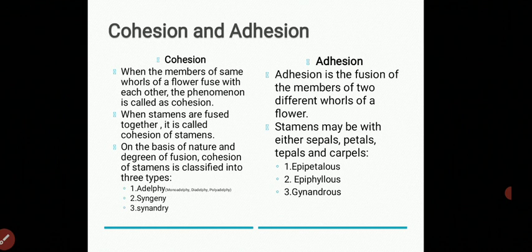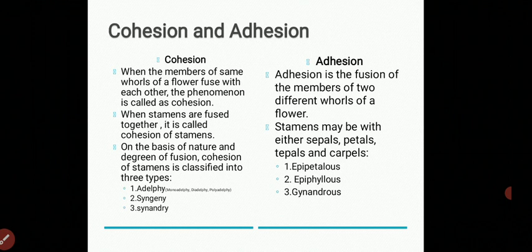Now let's see what is meant by adhesion. Adhesion is the fusion of members of two different whorls of the flower. For example, if stamens attach to the corolla, corolla and stamens are two different whorls, and when they get fused or attached to each other, this phenomenon is called adhesion. Stamens may attach to either sepals, petals, tepals or carpels. They show adhesion, and on that basis they are divided into epipetalous, epiphyllous and gynandrous.